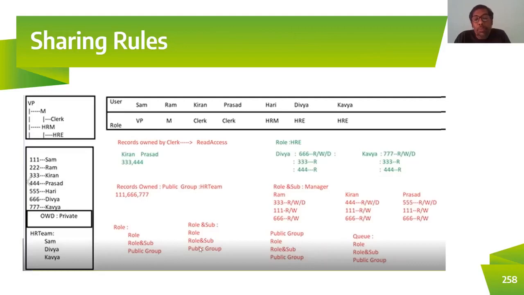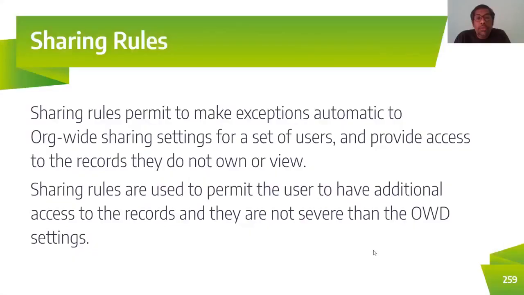Public group can go with public group, right? So he's giving access to that particular group itself. It can be a public group or it can be a queue. Public group or queue, role and subordinate to role and subordinate, public group to public group. That's how we are going to give sharing access. So now let me see what sharing rules are all about.